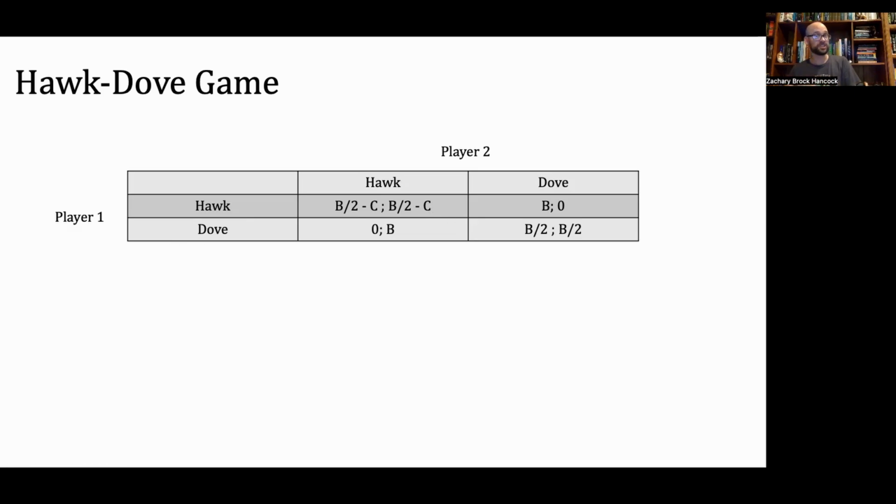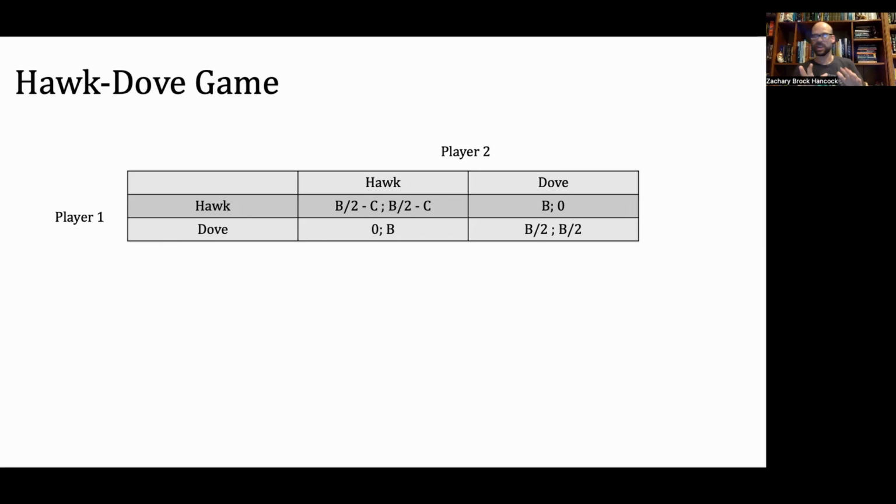Now, if a hawk meets a dove, since doves never fight, then the hawk will get the full benefit. They take the whole resource and leave the dove with nothing. That's shown here. The b goes to player 1, the 0 goes to player 2. Same thing down here. If player 1 plays dove, they get 0. If player 1 plays hawk, they get the full resource. Now, if both players play dove, then they split the resource. Half goes to player 1, half goes to player 2.